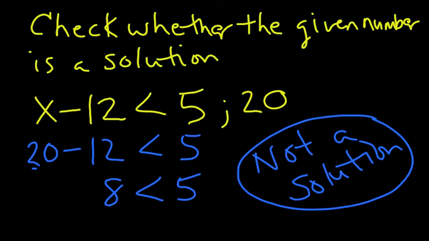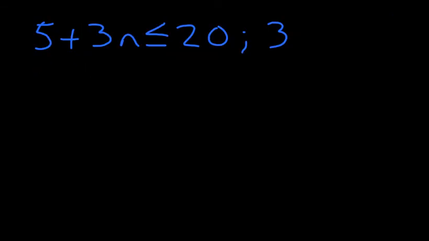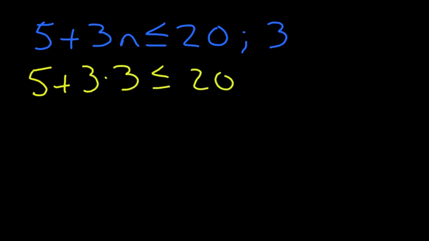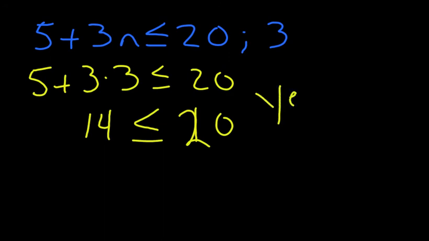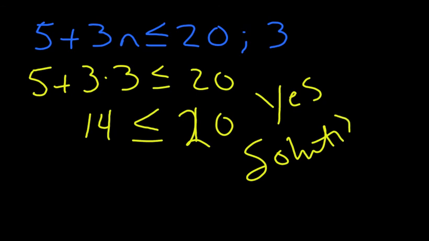Okay, here's another one. Is 3 a solution to this? Plug it in and find out. 5 plus 3 times 3, less than or equal to 20. That's 9. 9 plus 5 is 14. Is 14 less than or equal to 20? Yes, 14 is less than or equal to 20. So yes, this is a solution. Okay, that's your answer, solution.